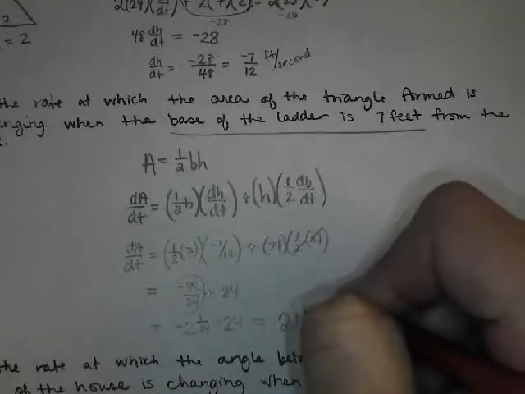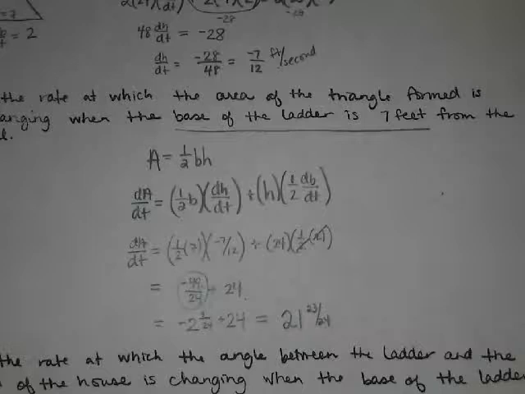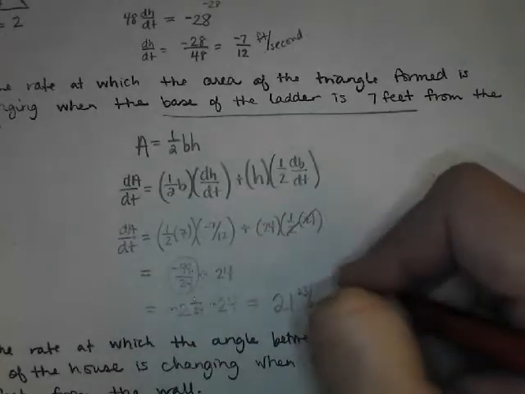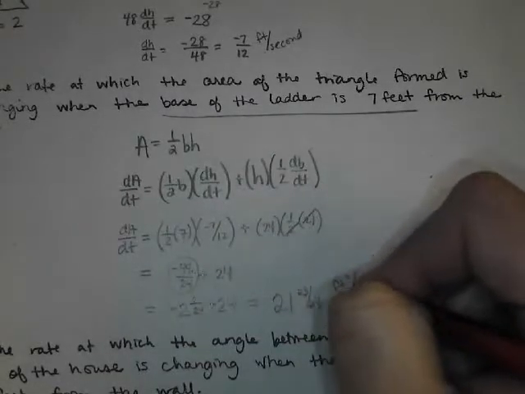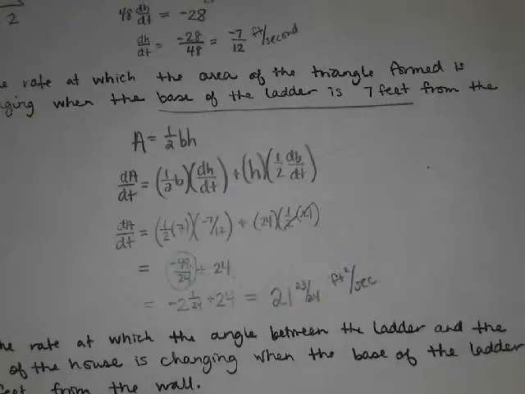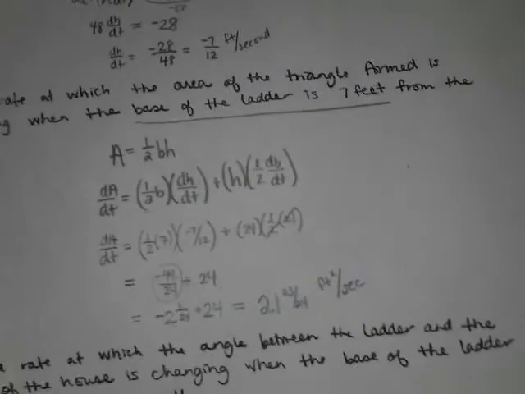What's the unit? Yes, feet squared per second. Because it's area, it's square feet. And then because it's the rate of change of the area, it's per second. Good? How are we doing? Good? All right. And then part C with triangles, something else we can be asked.